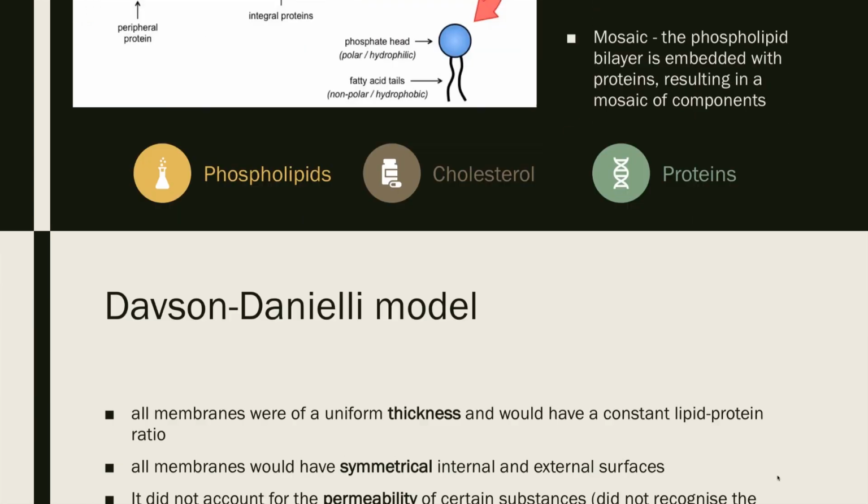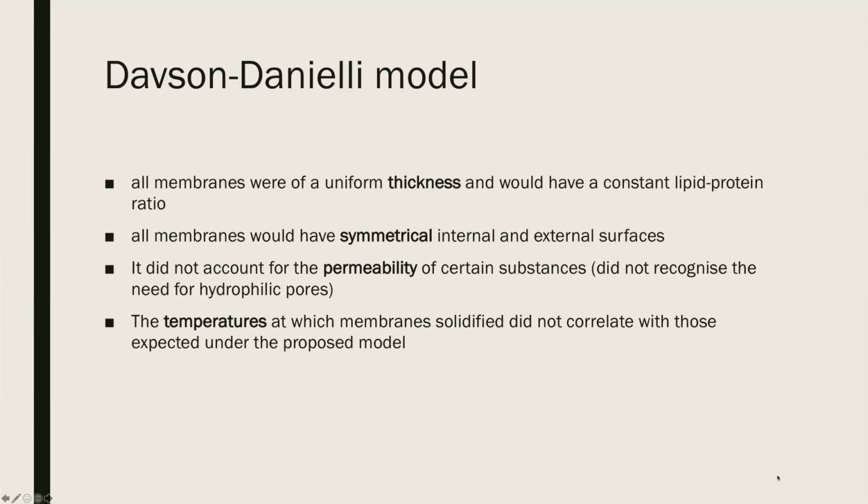However, the fluid mosaic model was not the only one which was previously established. The Davson-Danielli model postulated that two layers of proteins flank the phospholipid bilayer. They suggested and assumed that all membranes were of uniform thickness, and all membranes would have a symmetrical internal and external surface. They didn't account for permeability of certain substances, and the temperatures at which the membrane solidified did not correlate with the expected results of this proposed model.